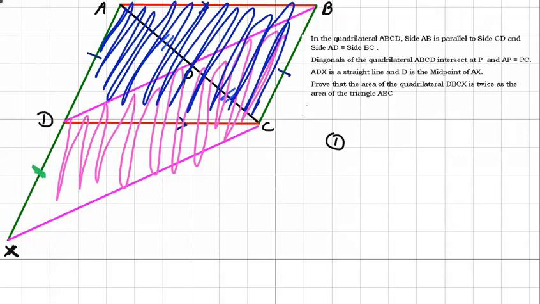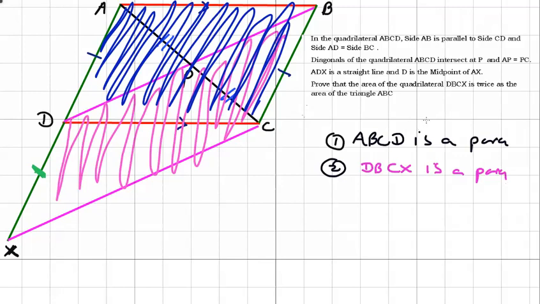So what's the first thing I'm trying to do? I'm trying to prove this blue color shape, that's ABCD, is a parallelogram. And then I should try to prove the pink color shape, that's DBCX, is a parallelogram. Now, why am I trying to prove? Once I prove these two are parallelograms, I can say their areas are equal. But why would I do that?